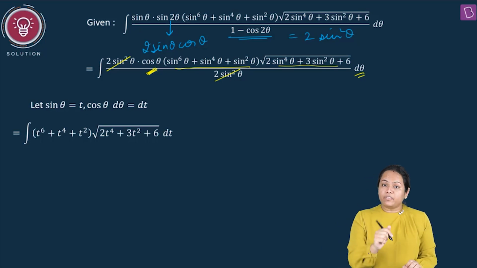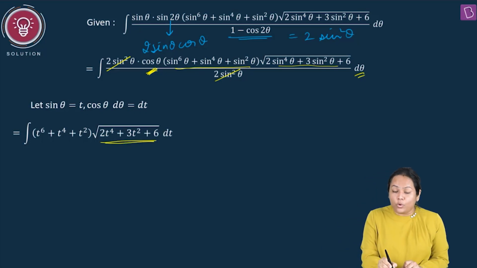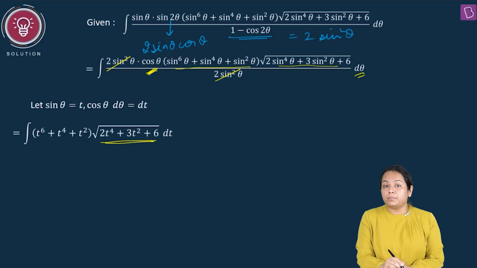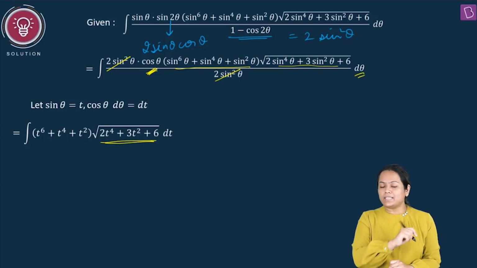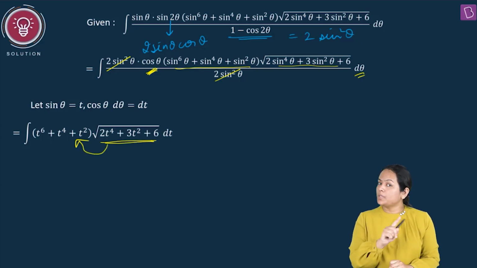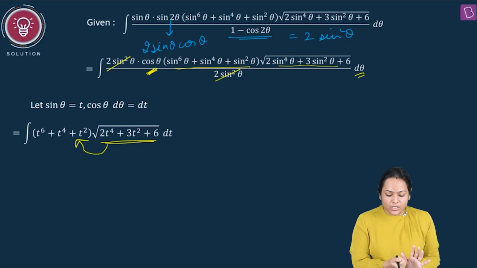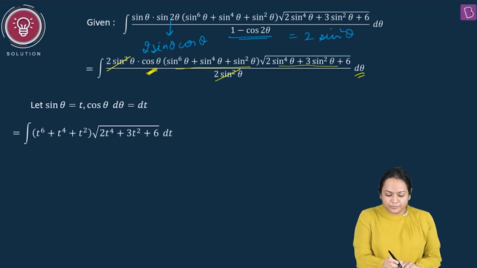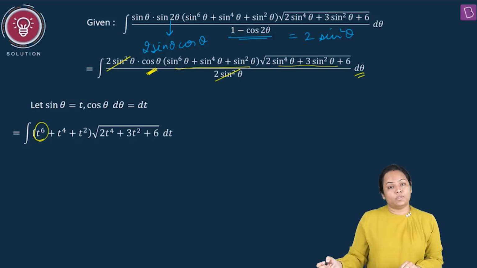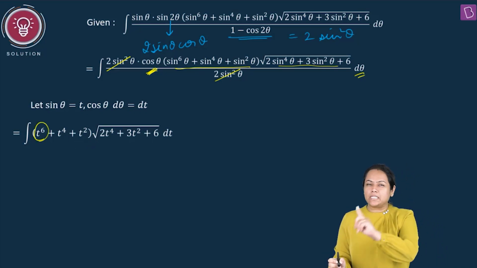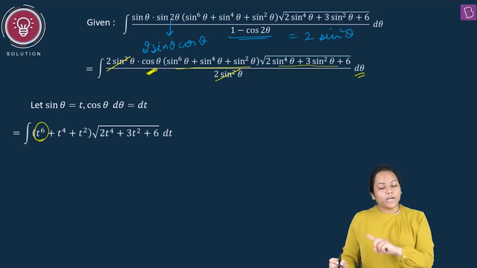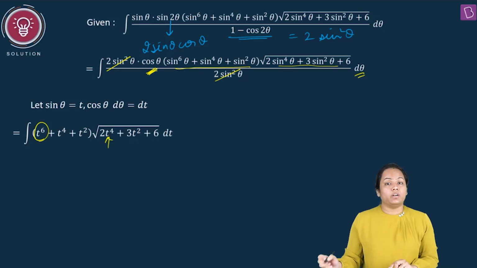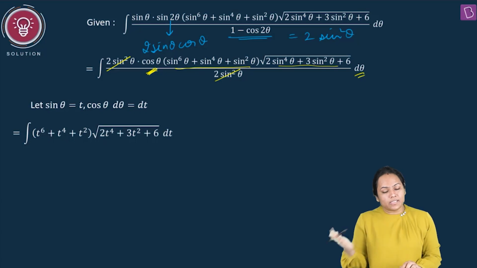So if I consider 2t raised to 4 plus 3t square plus 6 as something, do I get its derivative like this? Well, that is not going to happen. So what should we think over here? Let's do one thing. Here I have t raised to 6. Its derivative is going to become t raised to 5. But what I have is t raised to 4, right? So I'll go in the reverse direction.